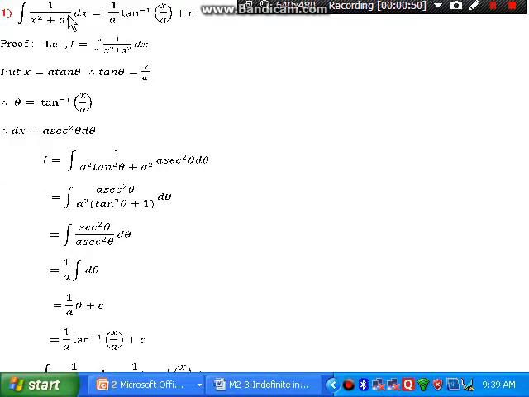So how to prove this? Because all these integrals and all these properties are very important from the point of view of our examination. Okay, so let's see how to prove this. Start from I is equal to the integral of 1 upon x square plus a square dx. Now which method do we have to use here? We have to use the substitution method here.